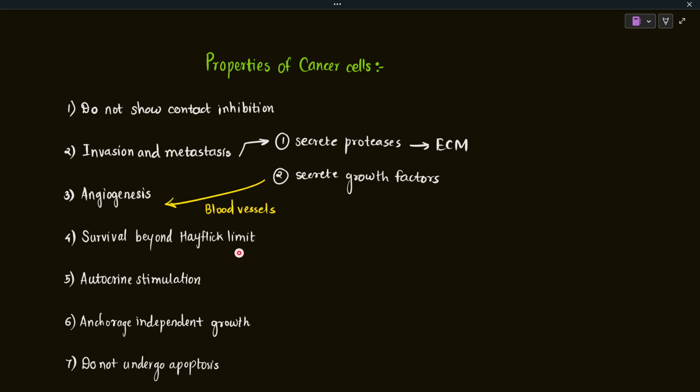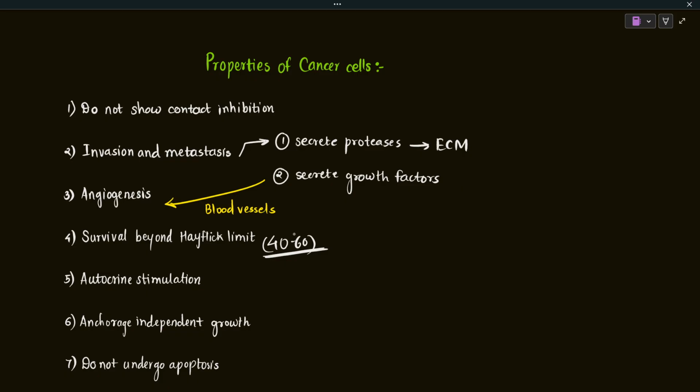They can only divide until 40 to 60 times. So the Hayflick limit is that a normal cell can show only 40 to 60 divisions. This is what we call the Hayflick limit. But this limit is not displayed by the cancerous cell.